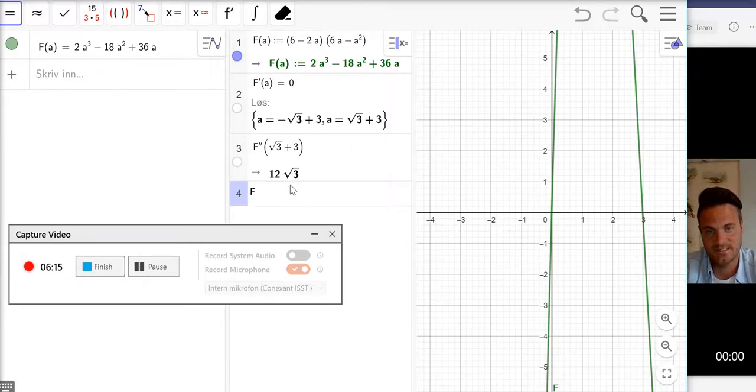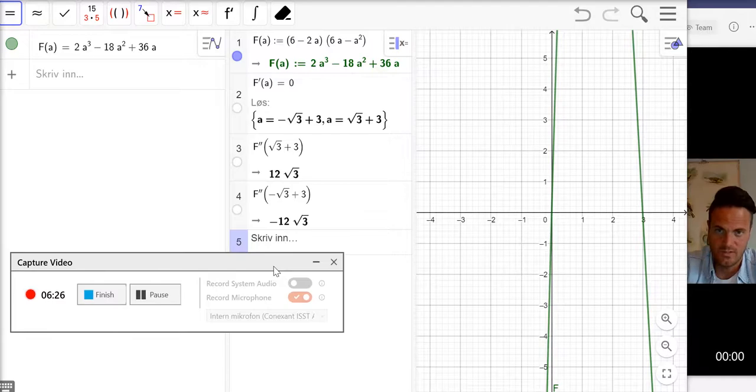So let's check that this is the maximum point. You put the x coordinate of this point into the second derivative, and we get a negative answer, which means that the graph is angry, and then we have a maximum point. So the answer here is this one, a equals minus square root of 3 plus 3. That's the answer on this exercise.